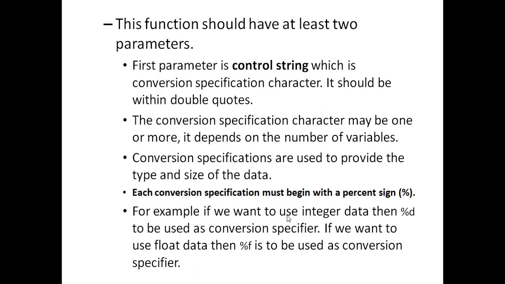For example, if you want to specify integer data in a control string, then we have to use %d. Here d represents the integer data type. If you want to specify the float data type, you have to use %f. Here f represents the float data type.